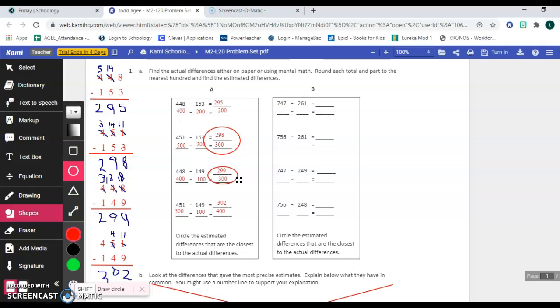If the first number goes up and the second number goes down, you're stretching that difference out and making it larger, like in this example here. Or if you're making the first number smaller and the second number bigger, you're shrinking the difference. That's actually what's happening there.